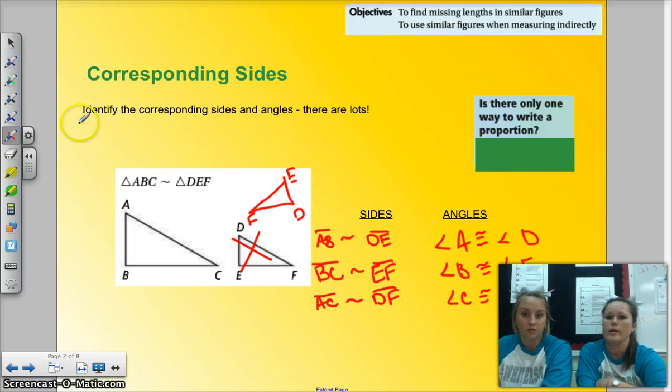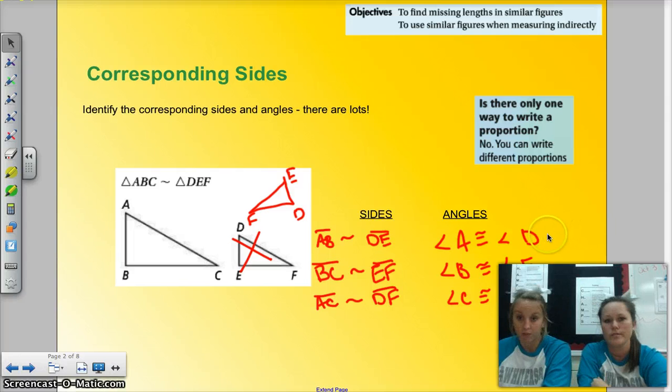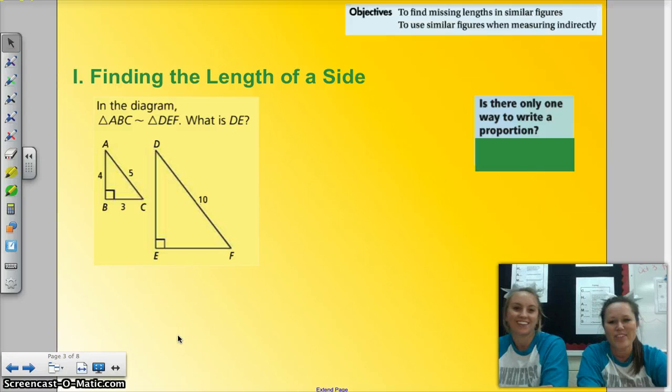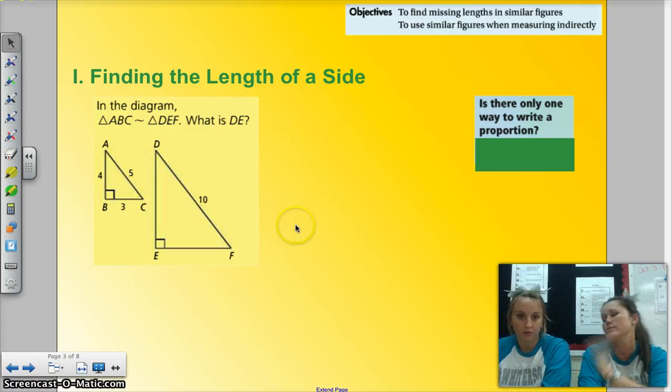Is there only one way to write a proportion? No. Okay, find the length of side. So we're going to use corresponding sides and what we know about scale factor to find the missing side. Oh, no, we're using proportion, sorry.